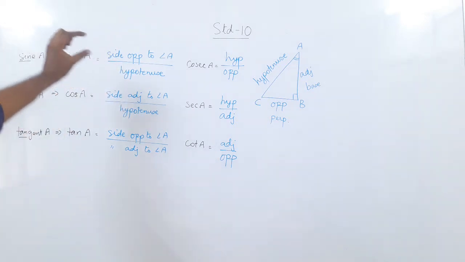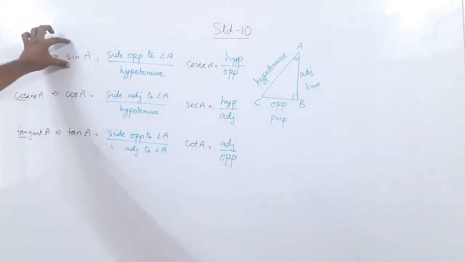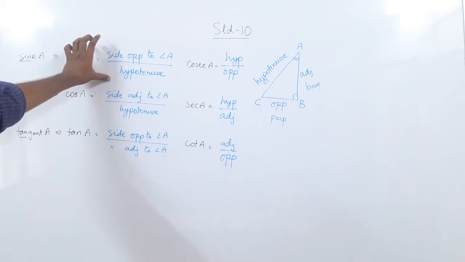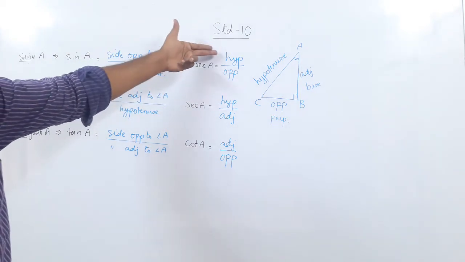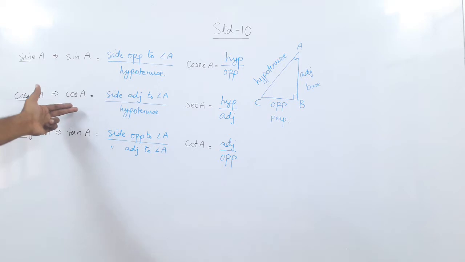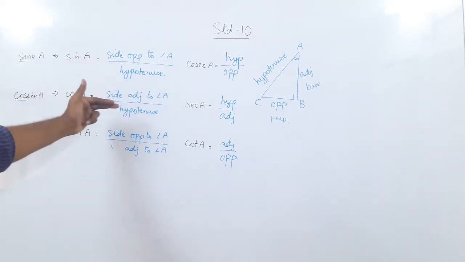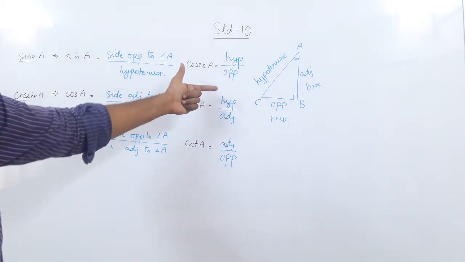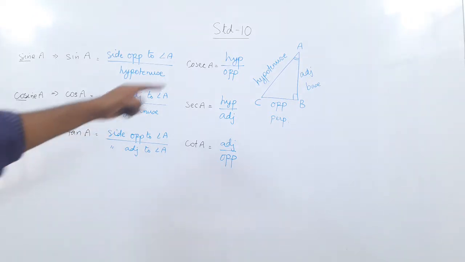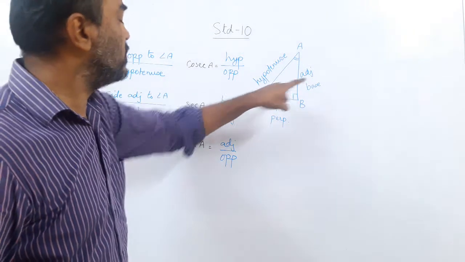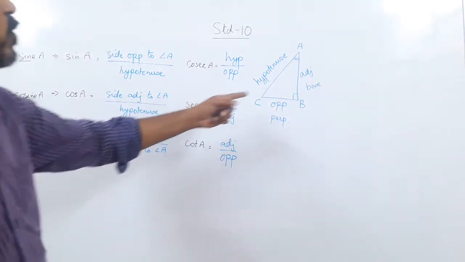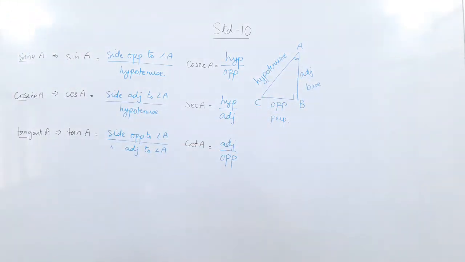You have to learn this, the ratio of what? So sine is the ratio of opposite to hypotenuse. Cosec is the reciprocal, hypotenuse to opposite. Cos is adjacent to hypotenuse. Sec is the reciprocal, hypotenuse to adjacent. Tan is the ratio of the opposite side and adjacent side, and cot is the reciprocal, adjacent to opposite.